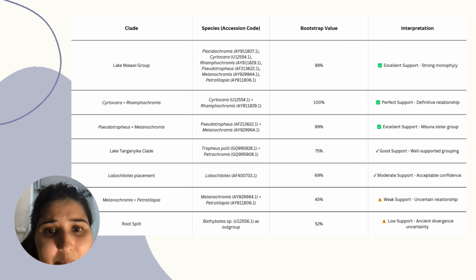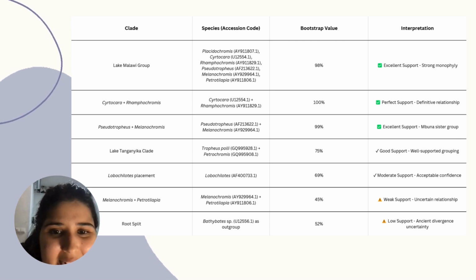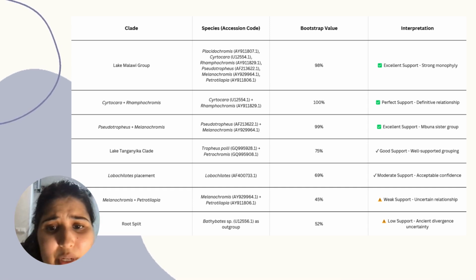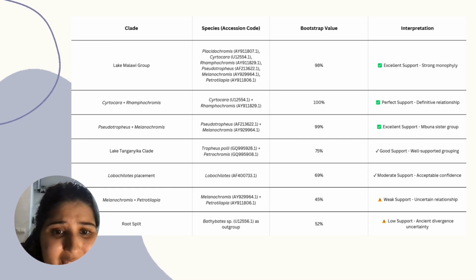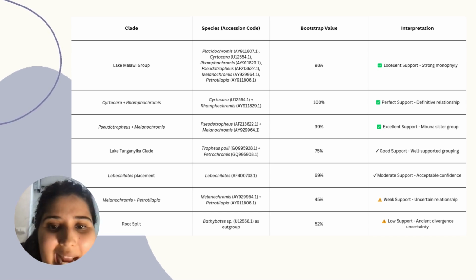Finally, the deepest split in our tree, representing the root split with Bathybates sp. as an outgroup, has 52% bootstrap support. This lower value is not uncommon for very ancient divergences. It points to a low level of support and highlights the inherent uncertainty in resolving relationships that occurred much further back in evolutionary time.